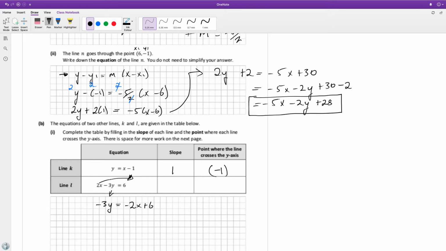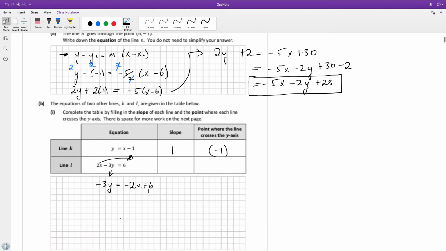All right, we've got to bring the 2x over. Now, we want y on its own, Julianne, so what do we do? We divide by -3. y is equal to 2 over 3 x minus 2. So what is the slope? 2 over 3, and where does it cut the y-axis? -2.